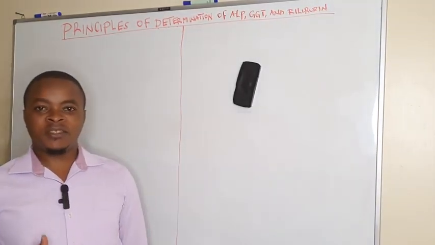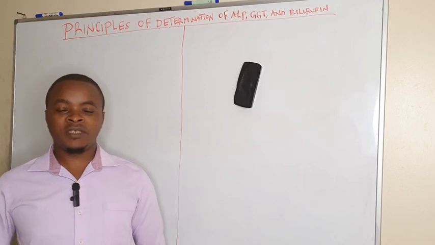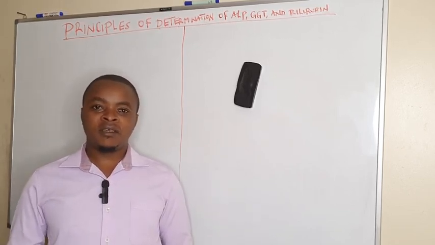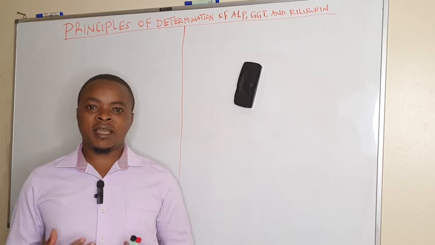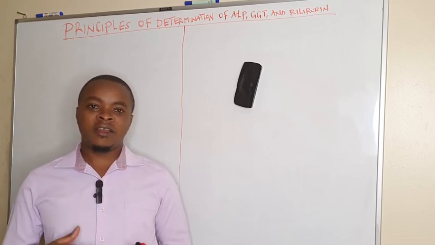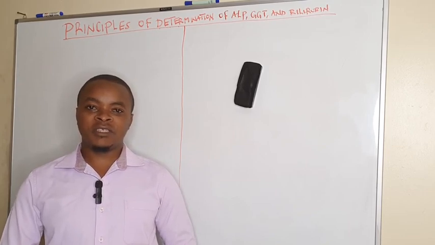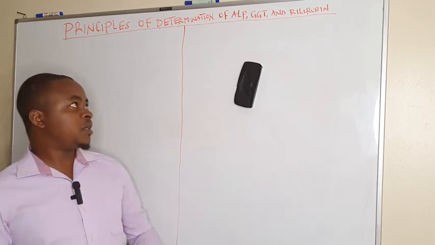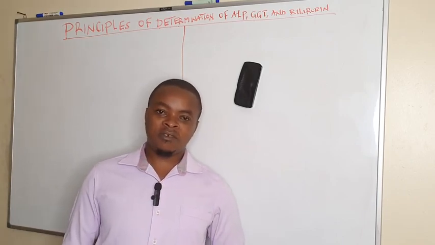In today's lecture at Medical Sciences, we want to discuss the principles of determination of alkaline phosphatase, GGT and bilirubin. These are tests under liver function tests, and if you haven't watched the video about interpretation of liver function tests, please visit that video for more explanation of the interpretation of these liver enzymes and liver results.